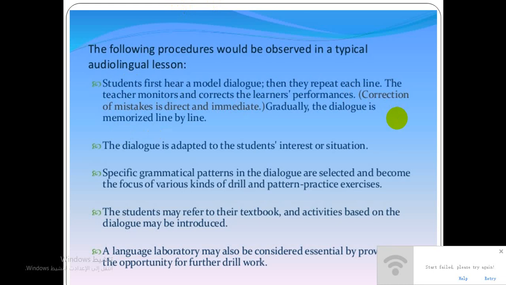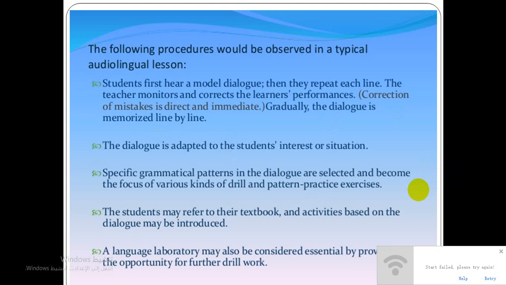The dialogue is adapted to the student's interest or situation. Specific grammatical patterns in the dialogue are selected and become the focus of various kinds of drill and pattern practice exercises. The students may refer to their textbook, and activities based on the dialogue may be introduced.